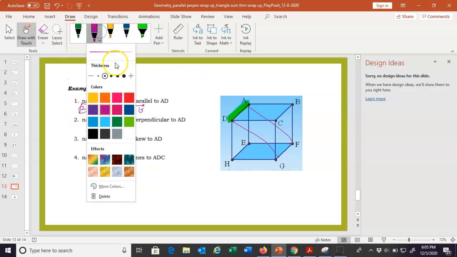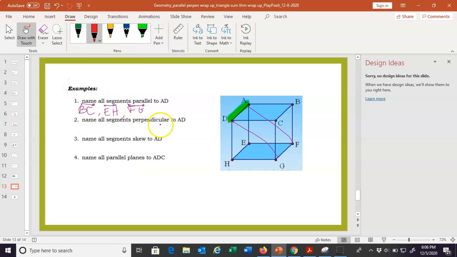Number 2, name all the segments perpendicular to AD. So we just talked about that. So that'd be DC. And what else intersects AD at 90 degrees? So many other things. AB and DH and AE. All right, number 3.